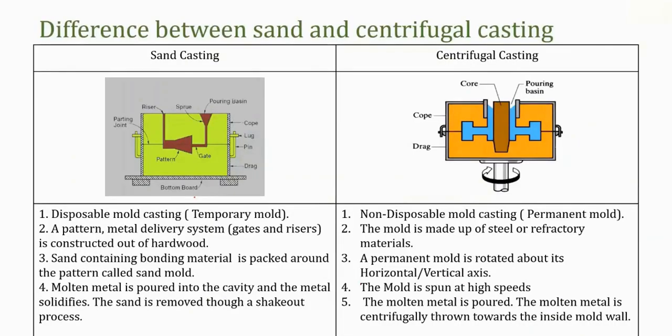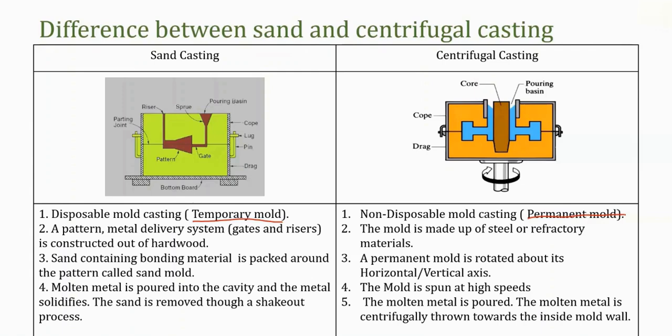What is the difference between sand casting and centrifugal casting? The primary difference is the arrangement of the mold. Sand casting is a disposable mold casting, which means it is a temporary mold, whereas centrifugal casting is non-disposable, that means a permanent mold. Once the casting is completed, in sand casting we throw away the sand mold, whereas in centrifugal casting you reuse the mold for a number of casting processes.